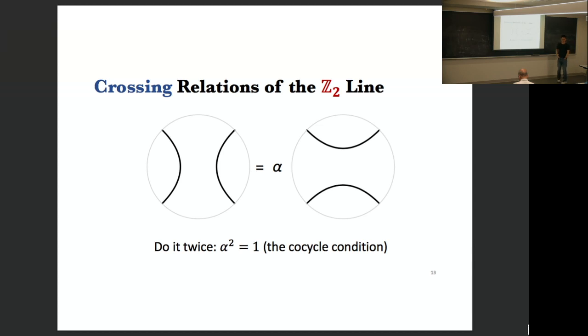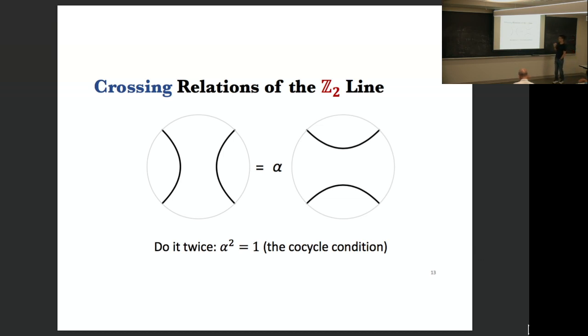So far, everything I say is just about Z2 symmetry in 1 plus 1D quantum field theory. And everything I say is true for an anomalous Z2 or a non-anomalous Z2. So we haven't seen the input of the anomaly into the description. So how does anomaly come about in this abstract description in terms of the topological defect line? As it turns out, the anomaly comes in through a certain crossing relation of the Z2 topological defect line.